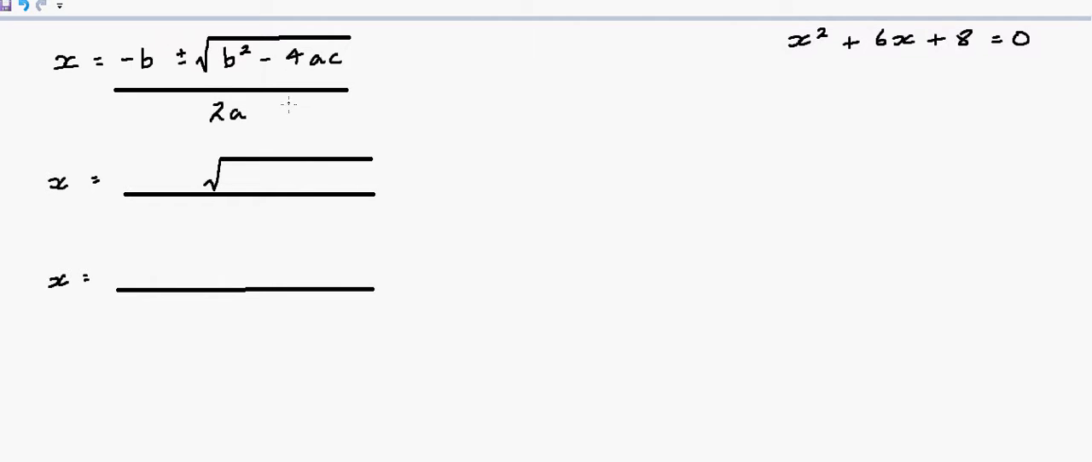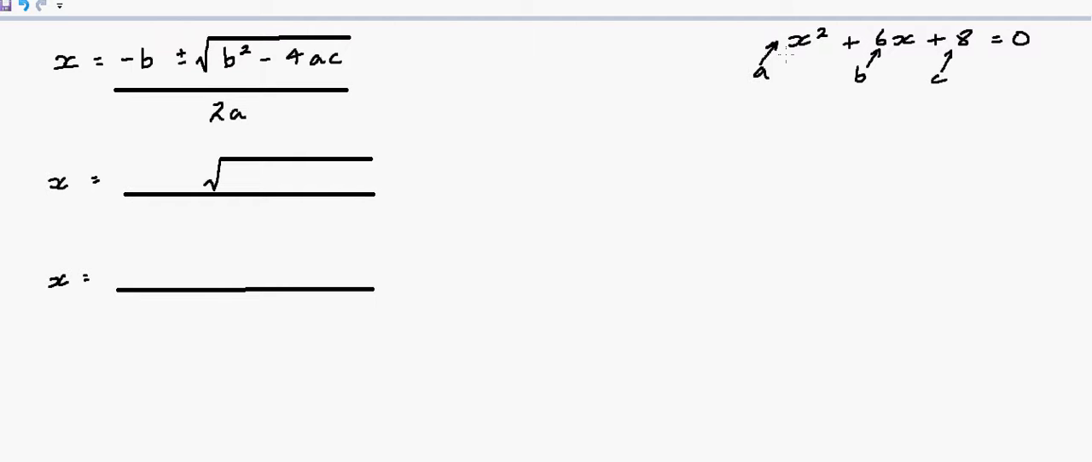Okay, apart from the 4 and the 2, which we call constants, it's just A, B's and C's. So A is the number of x squareds you have. B is the number of x's you have. And C is the number at the end. Okay, and you just substitute that into the equation.